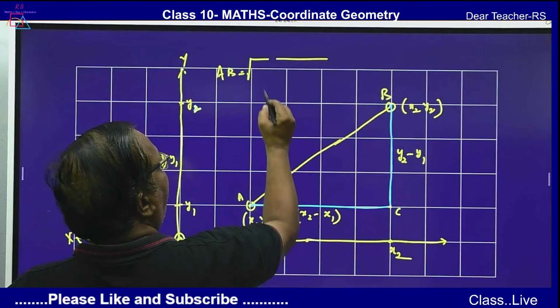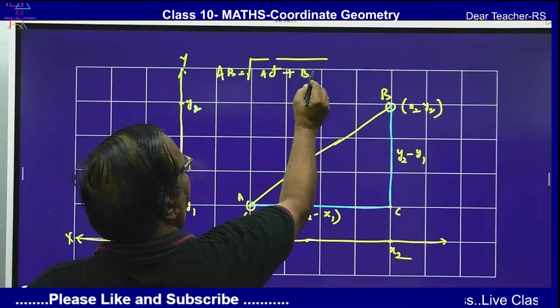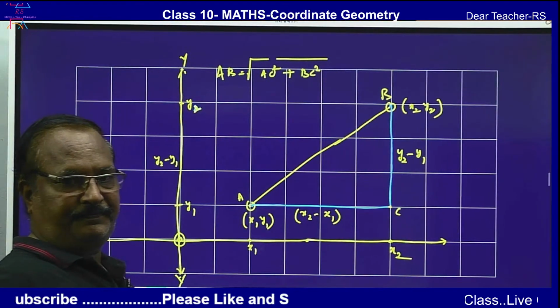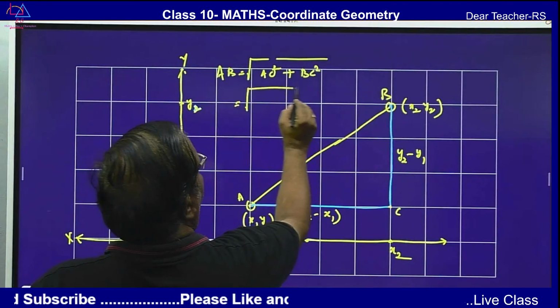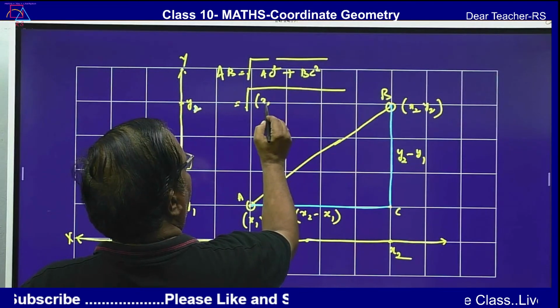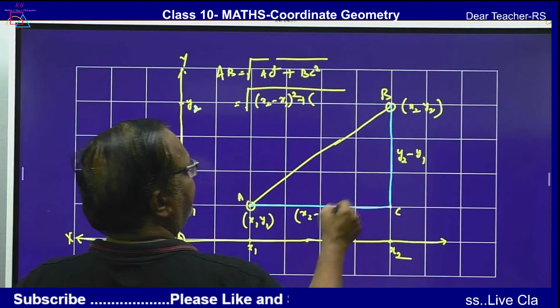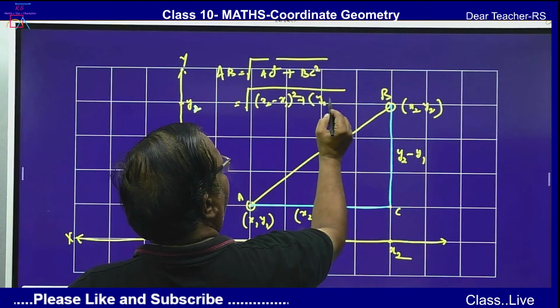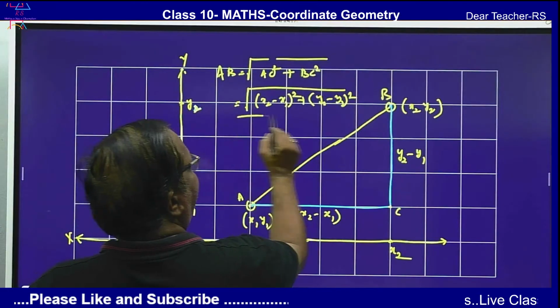AC square plus BC square. This is the Pythagoras theorem. So then how much will it become? AC square: AC is nothing but (x2 minus x1) whole square. BC is how much? (y2 minus y1) whole square. So this is AB. You know this formula.